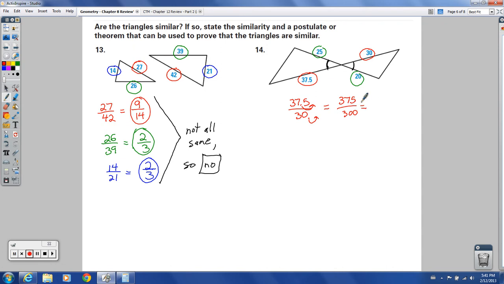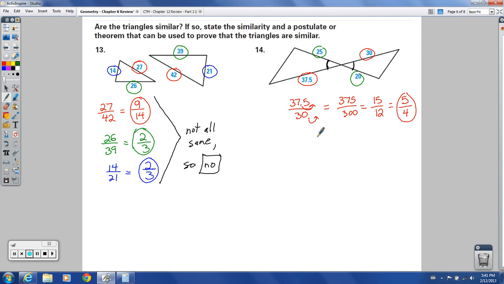25 goes into both of those. This goes into there 15 times. It's like quarters. Think of how many quarters go into $3.75. This would be 12. I could reduce that one more time and get 5 over 4. So that is that one fully reduced.